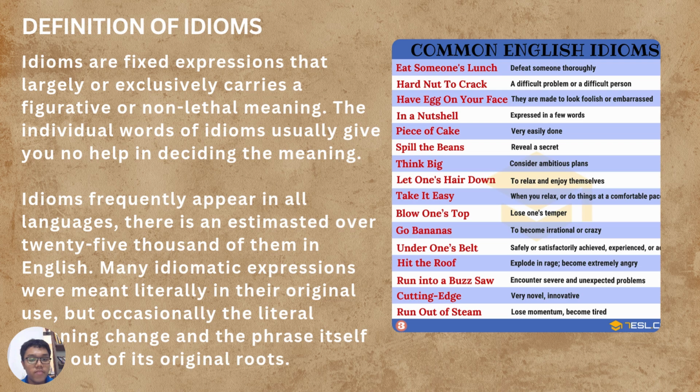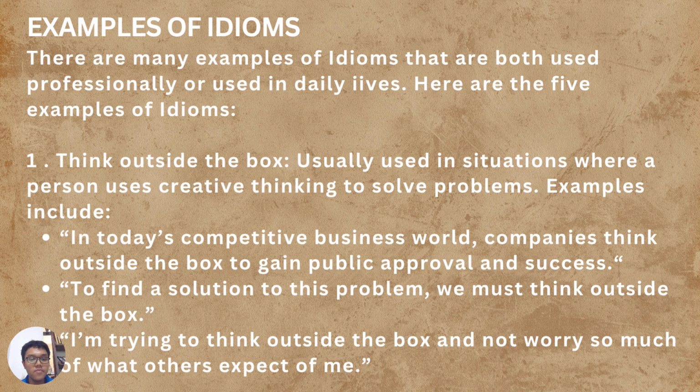So idioms frequently appear in all languages. There are estimated over 25,000 of them in English. Wow, that's many. Many idiomatic expressions were not meant literally in their original use, but occasionally the literal meaning in the changed phrase itself grew out of the original roots. We have examples of idioms. We are going to discuss five of them since there are too many. But these five idioms that I will be talking about are the ones that are commonly used in daily lives.